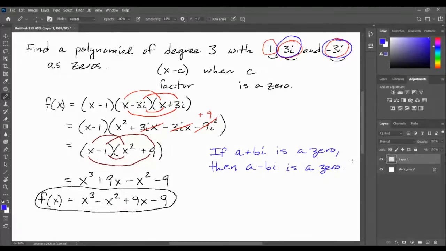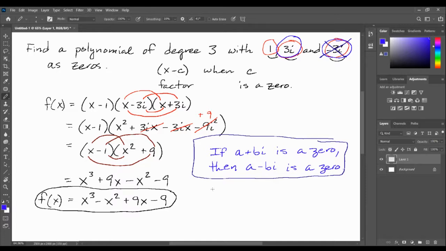So if you notice we had positive 3i, well, that means that negative 3i also has to be a zero. So theoretically, they could have not given us this negative 3i. They could have just given us the 1 and 3i. And we would have known because of this rule that because 3i, then also negative 3i, and that would have given us our third zero. That will always be the case. If you have the positive version of the imaginary, you will also have the negative. Or if you have the negative, you will have the positive.